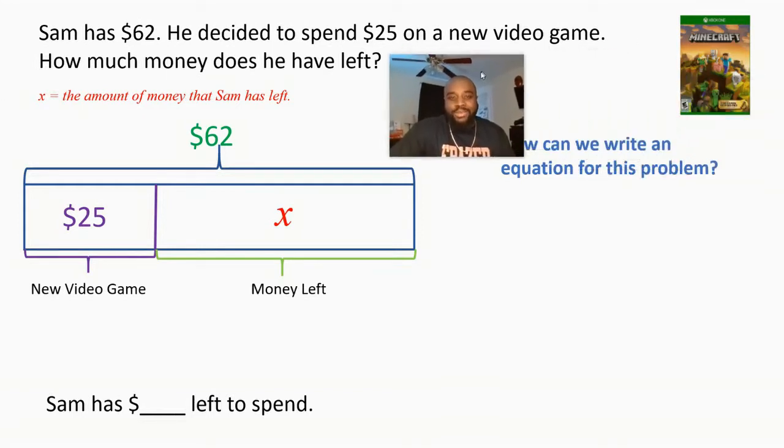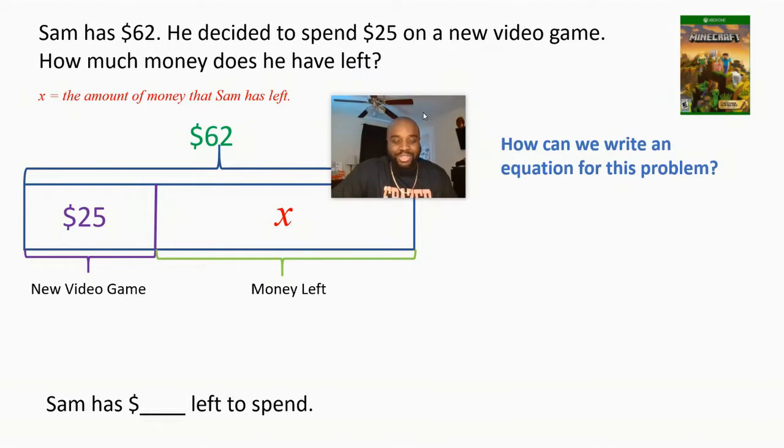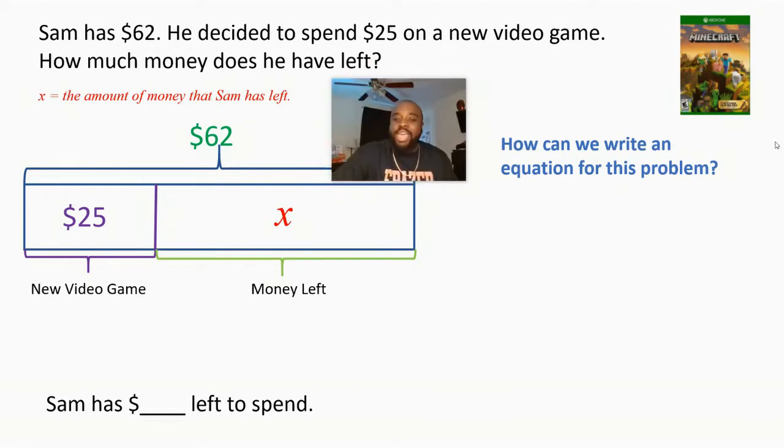Let me move out of the way because I'm all in the way. I want you to be able to see the question. So how can we write an equation for this problem? I just want you to pause the video, think about it for a quick second. When you're ready, resume the video, and we will move on from there.